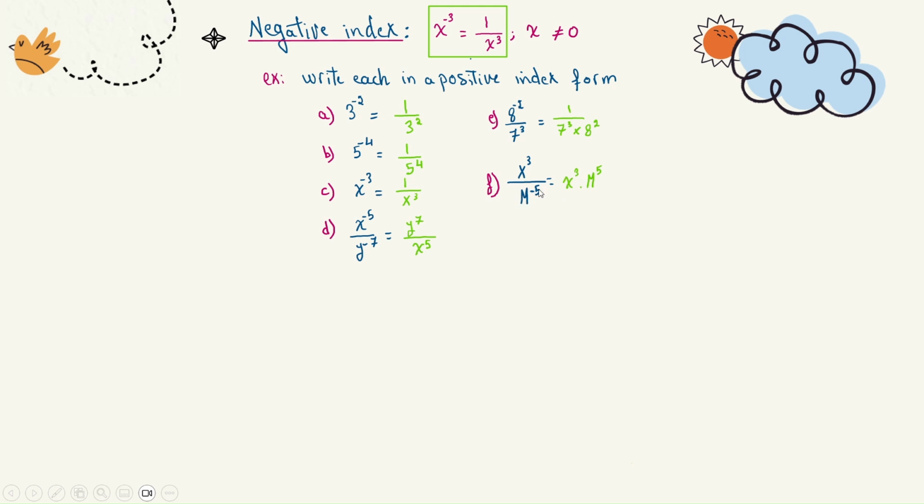In part F, we bring m to the power of negative 5 upside and we write it in positive index, while x to the power of 3 we keep up. So the final answer will be x to the power of 3 times m to the power of 5. Let's move on to the next concept.